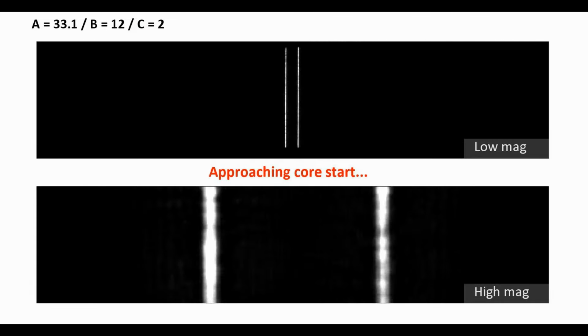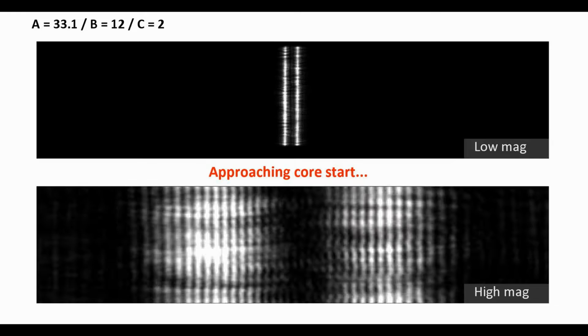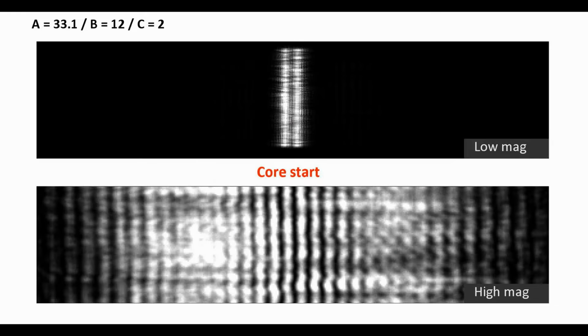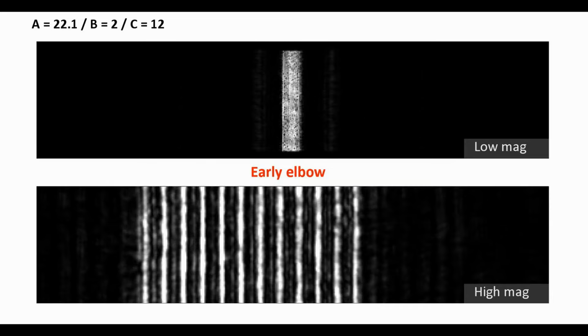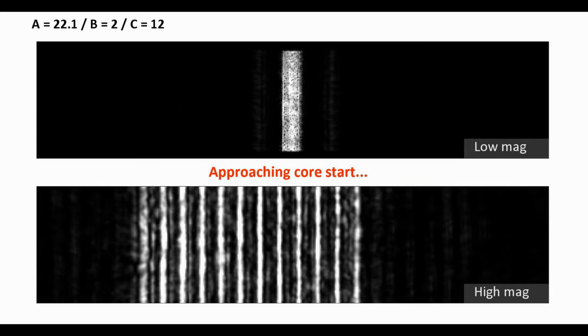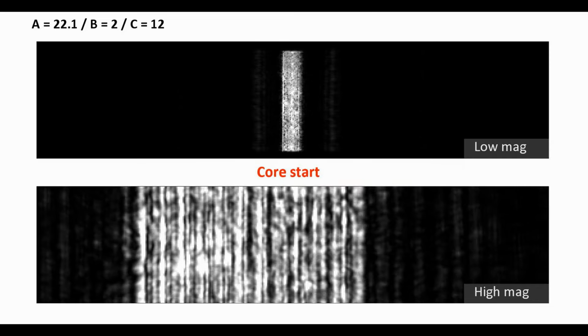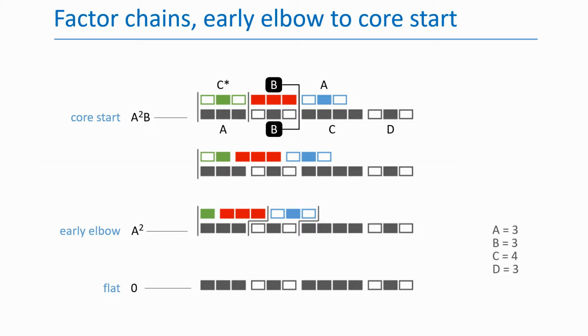Here's another example. And another. Again, we'll analyze an example. Note that this example uses different factor sizes from the previous one. Again, we begin with the factor chains.